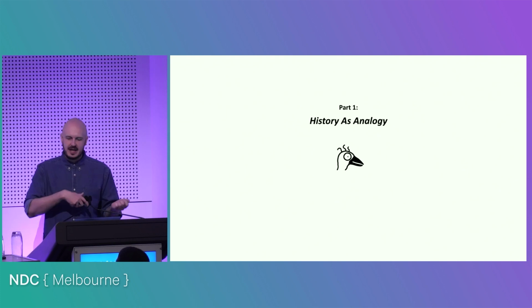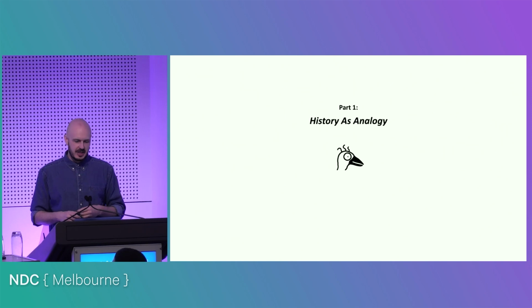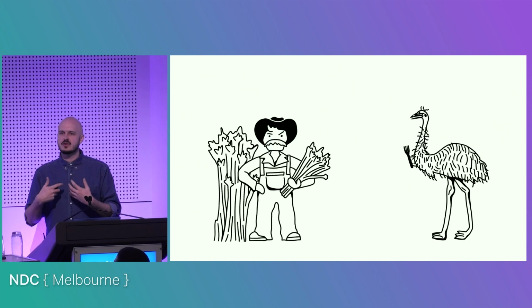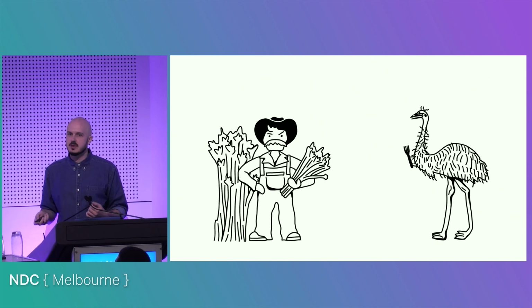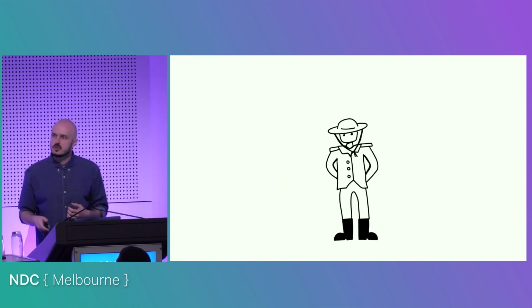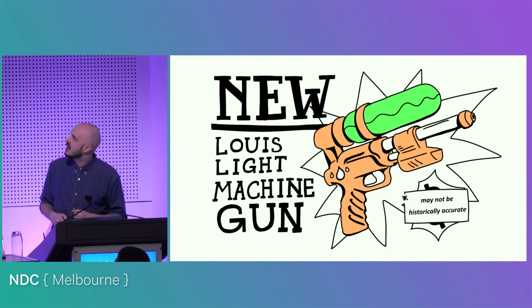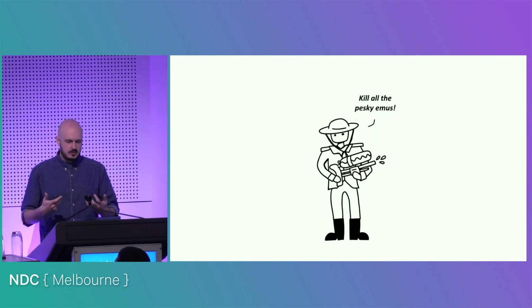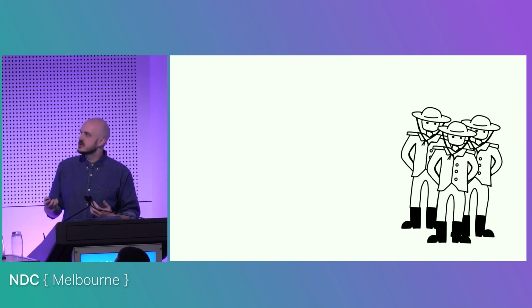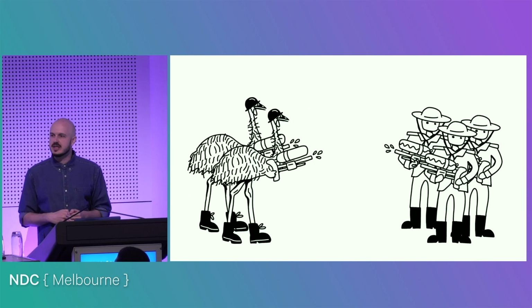So if, like me back then, you don't know much about the Emu Wars, we're just going to have a tiny recap here at the start. It was just after World War I, and new farmers in Western Australia were losing a lot of their crops to the emus. To deal with this, the army was brought in, and they brought along their cutting-edge Lewis light machine guns, which my illustrator promises me is definitely how they looked. The army was given the goal: kill all the pesky emus. So, with a bunch of soldiers and a bunch of machine guns, Australia went to war with the emu.